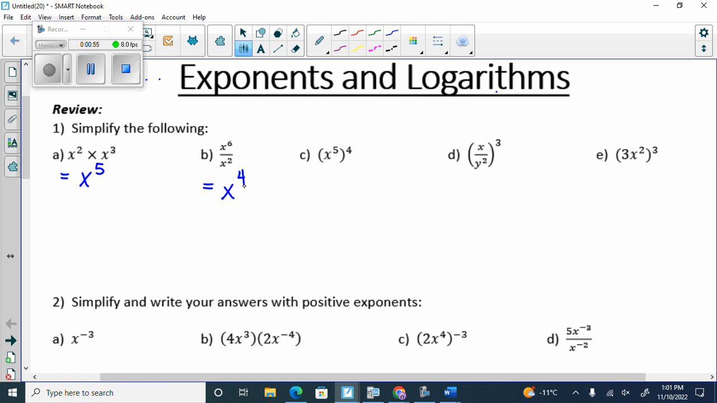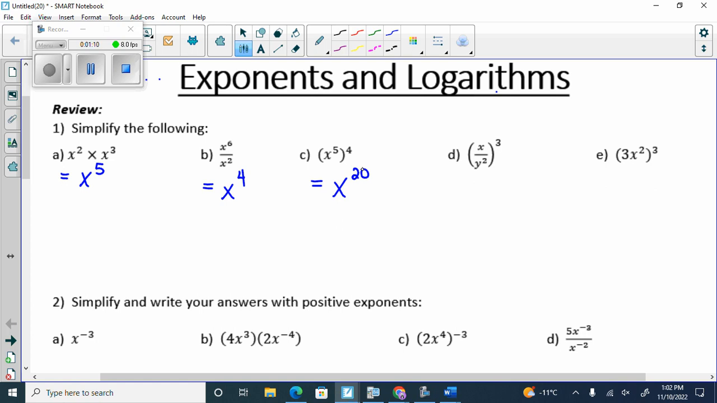Two bases, two exponents, add. One base, two exponents, you multiply. They're side by side. This bracket basically is like a multiplication symbol. So I get x to the 20. One base, two exponents, multiply. Two bases, two exponents. They have to be the same base.